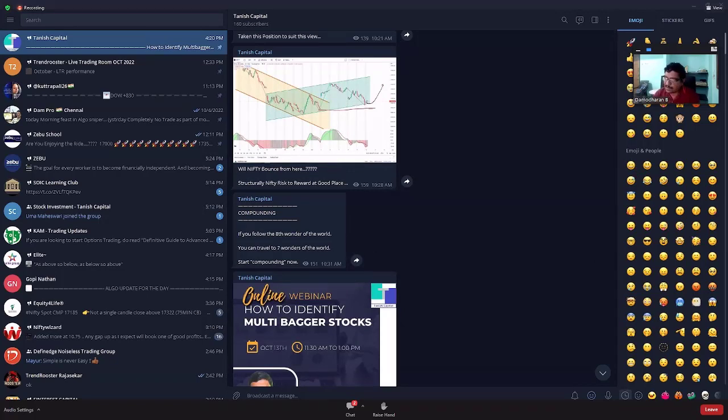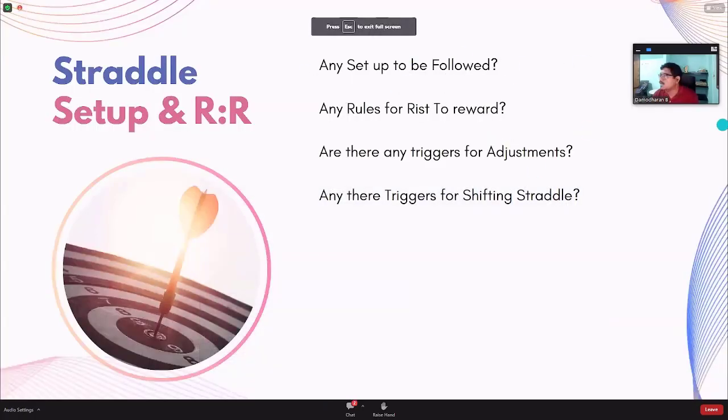I think we need to concentrate more on the risk part of it. So we don't indulge in futures. We don't do option buying. We generally do only option selling setups. So are we clear? Any setup to be followed? Yes. Any rules for risk reward?